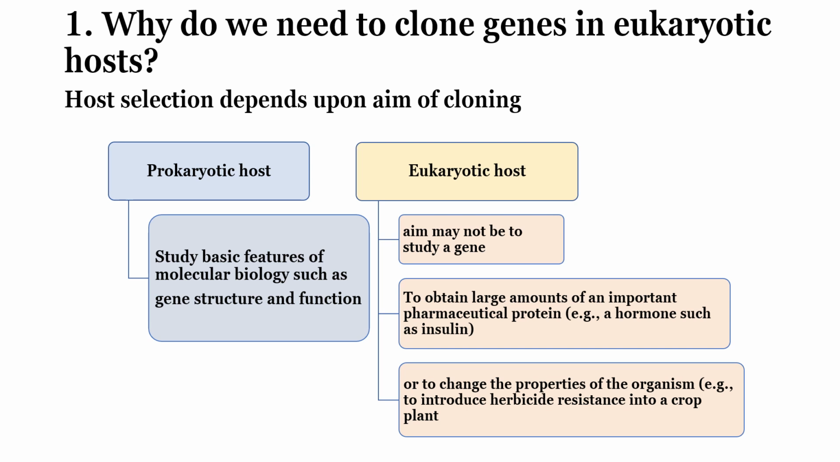While if we want to use a eukaryotic host, when we are developing a cloning experiment, we actually want to study a gene, and more precisely we want to see the expression of a gene in terms of protein production. Most of the time it's a pharmaceutical protein like a hormone such as insulin. Or sometimes our aim of cloning is to make a genetically modified organism such as a plant with a herbicide resistant gene. So which kind of host we select basically depends upon our aim of cloning and what outcome we need from our cloning experiment.